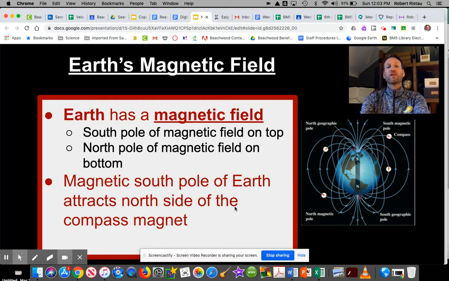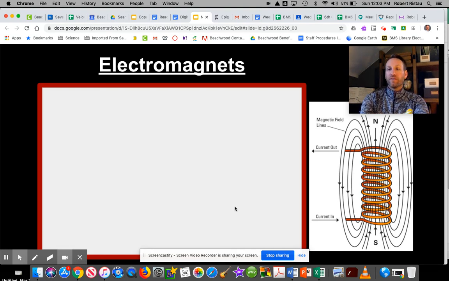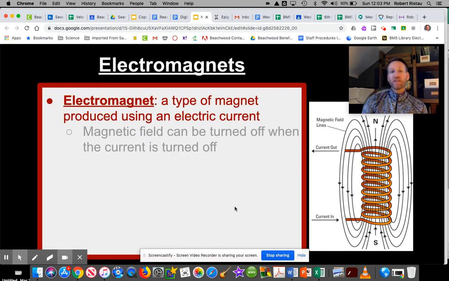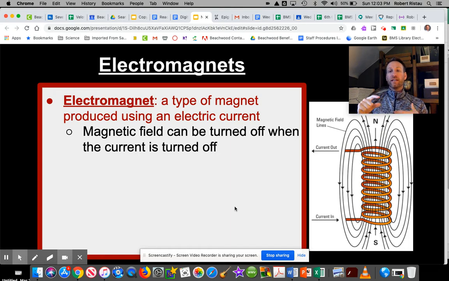All right, so let's talk about a little bit of electromagnetism and what an electromagnet is. An electromagnet is a type of magnet produced using an electric current. And what that means is that when there is electric current flowing through it, so when it's plugged in and turned on, the magnet and the magnetic field then becomes activated as well. All right, so I'm going to pause for a second for you to type that in.